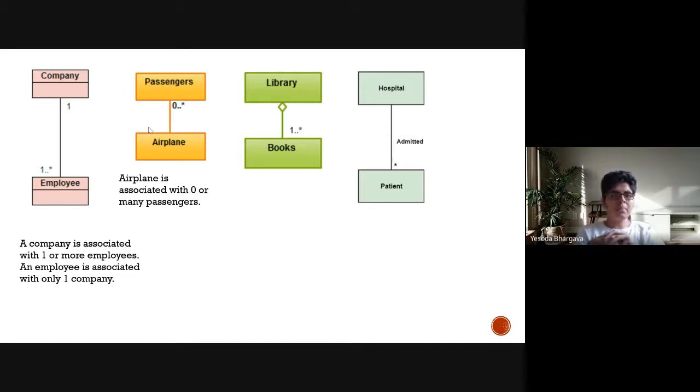So since it's a passenger, if a passenger is there, then they might be associated with one airplane, because you cannot travel in multiple aeroplanes at the same time. So zero or more passengers and one airplane.